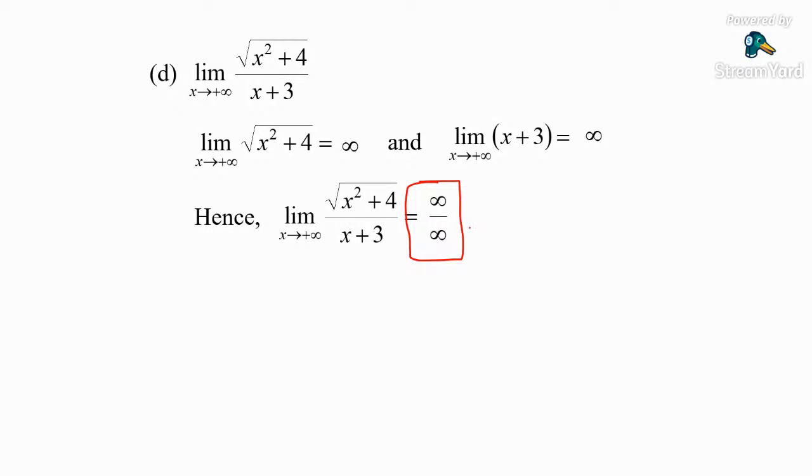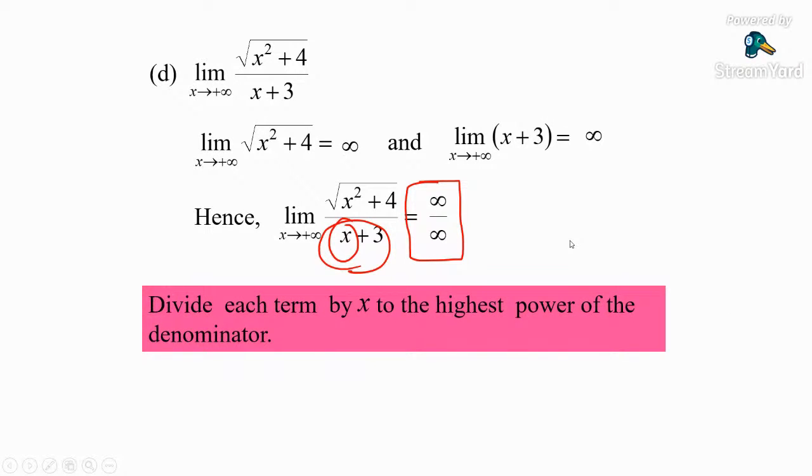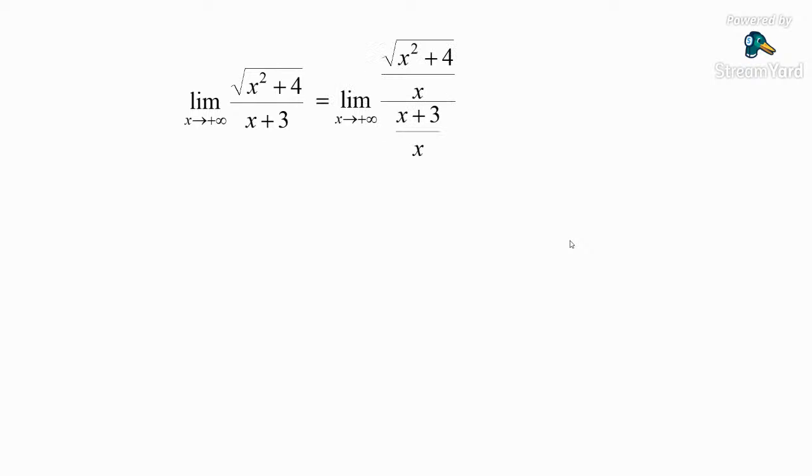You only have one way, which is to divide with the highest power of the denominator. So check your denominator, what is the highest power of x? So basically the highest power of x is simply x. So we are going to divide everything by x. So in our numerator, we are going to get square root of x squared plus 4 over x. In our denominator, x plus 3 over x.